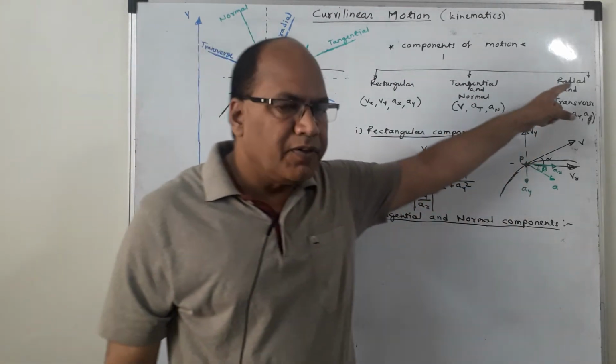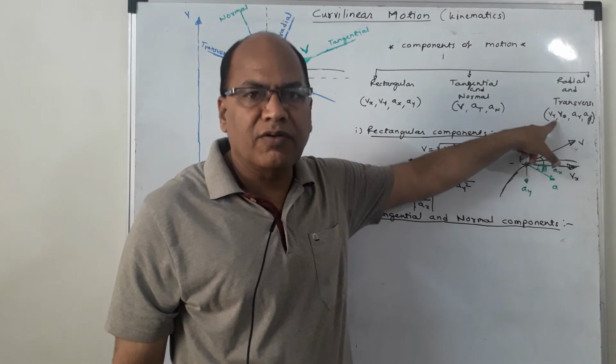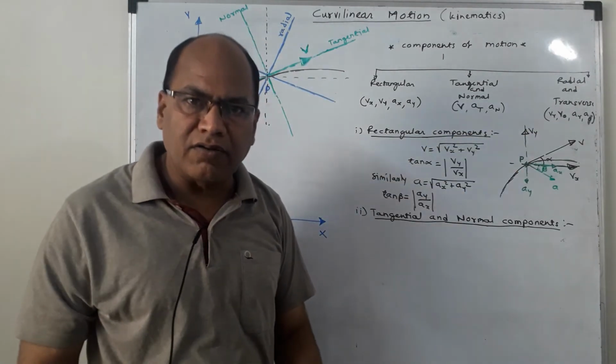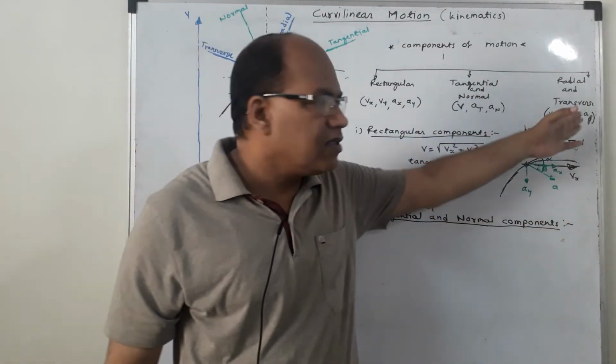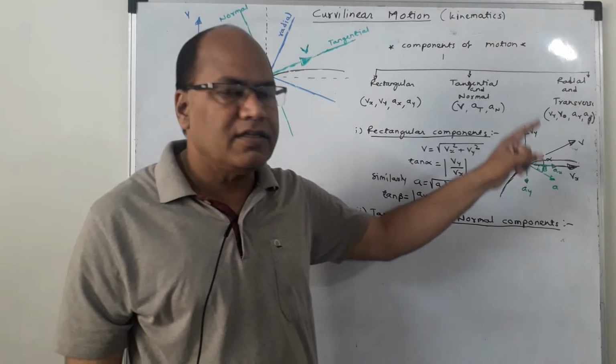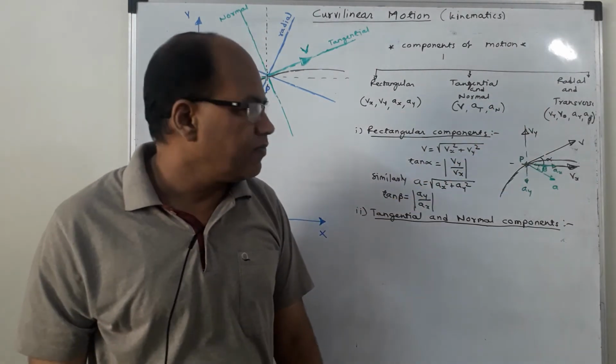Now, if we prefer the radial and transverse type of reference system, Vr is the component of velocity along the radial direction, V theta is the component of velocity along the transverse direction, Ar is the component of acceleration along the radial direction, A theta is the component of acceleration along the transverse direction.